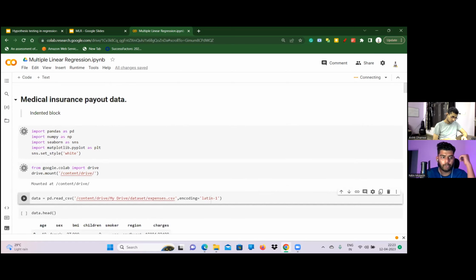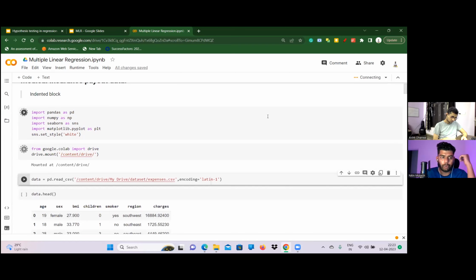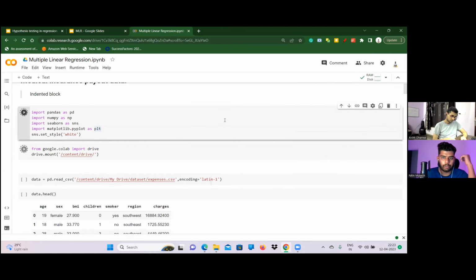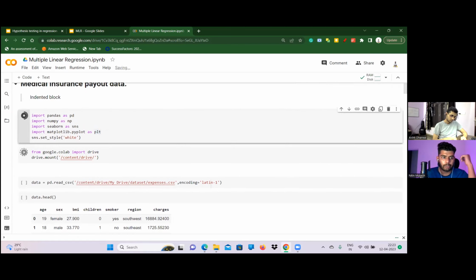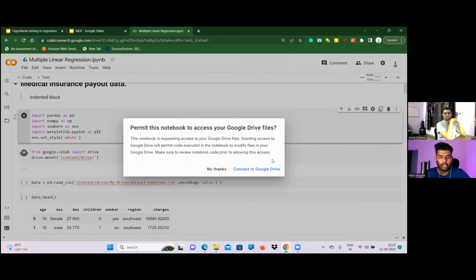So what we're trying to do, when we just run the code, is mount the drive and access the data from the drive itself. So let's run the code. Yeah, the runtime is connected. Once you run the mount command, it will ask you for access to the drive.